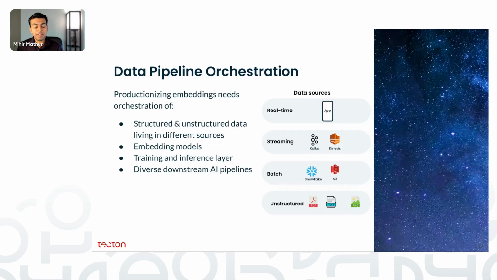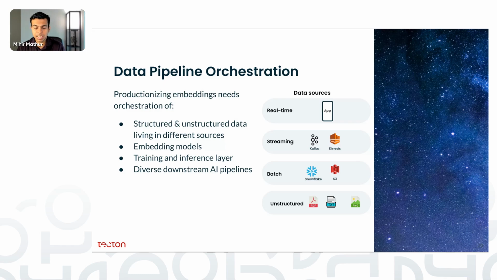The second big inference challenge is data pipeline orchestration. So if you're productionizing your embeddings, you're eventually going to need data from many different sources. There's the real-time data that's coming from apps directly. There's the streaming data coming from Kafka, Kinesis, any other event stream. There's the batch data coming from your data warehouses, Snowflake or S3. And then there's also unstructured data, which might be living in any of these.